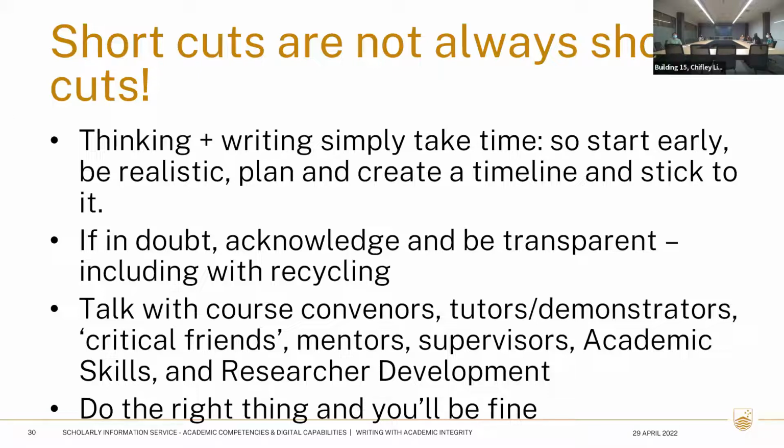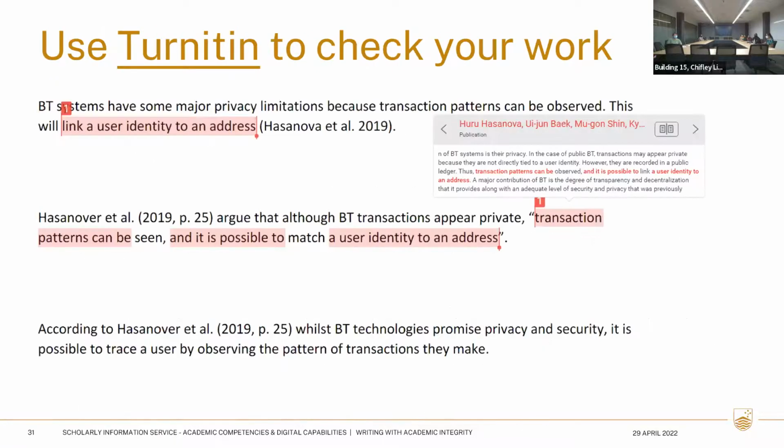If you're in doubt, acknowledge and be transparent, including if you're recycling your own work. So if you're not sure whether or not you need to include a page number, to be safe, include it. And it's always a good idea to talk to your colleagues, your course conveners, tutors and demonstrators, and any mentors you have, to continue to find out more about not only what good academic integrity practices are, but also some of the specific nuances or preferred practices within your particular discipline or field.